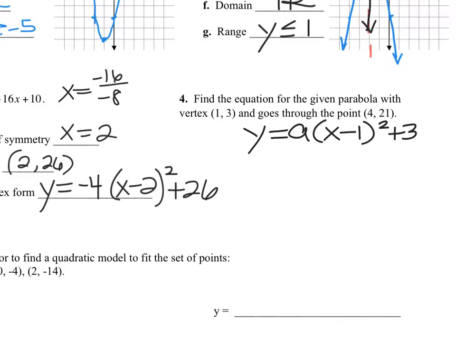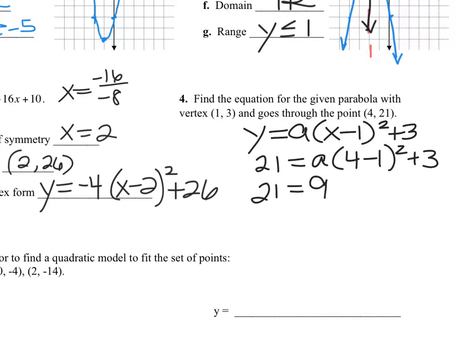Okay? Now I need to find out what a is. So I'm going to take that point, it's a specific point on my graph, it's an x and y value, and I'm going to plug them in. 21 goes in for y, 4 goes in for x. Okay, so I get 21 equals 4 minus 1 is 3, 3 squared is 9, 9 times a is 9a. Can you do all that? Plus 3. Subtract 3 to the other side. 18 equals 9a, so a equals 2.